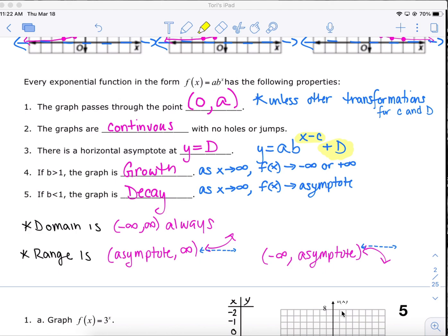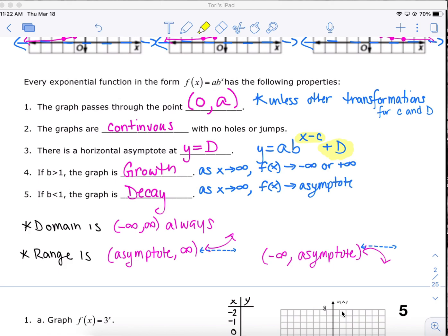Second thing we need to know is graphs are continuous. There's no holes or jumps. There's no discontinuity. You are going to just assume that you can connect everything, which makes the domain all real numbers, right? Everything from negative infinity to positive infinity, everything's going to work. You are going to have a horizontal asymptote at y equals 0, most likely. The only time it's not y equals 0 is if you have a vertical shift up or down with a d value. So if you want to remember, y equals d is your asymptote.